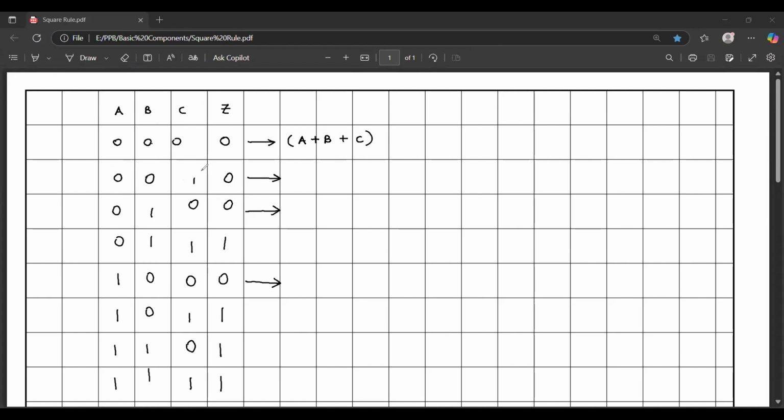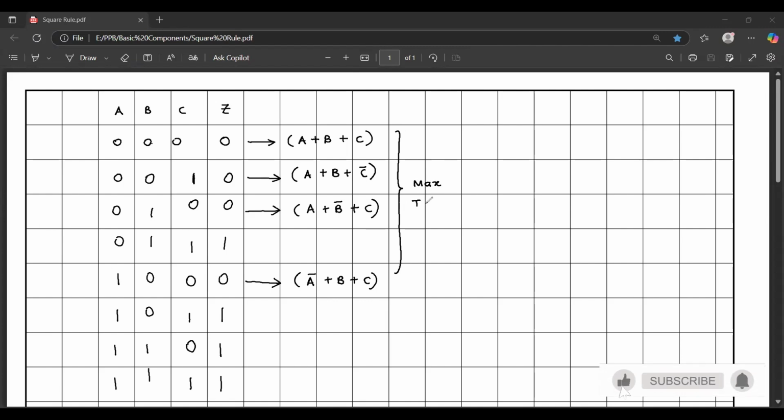Similarly, we can do this for the second combination. Here we have A plus B plus C bar. Instead of C, we put C bar. Why? There is a 1 here. Similarly, here we have A, but we have B bar. Why? The signal B is 1 here. Then we can put C without any issues. Similarly, this is also A bar plus B plus C. Why? Signal A is 1, which means we have to put not A for max term. 0 is there for B, 0 is there for C, so plus B plus C. So these are the max terms.